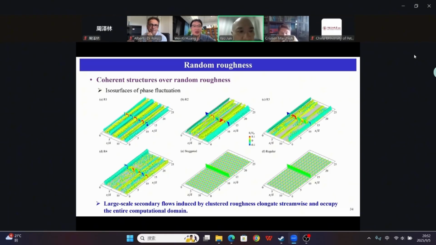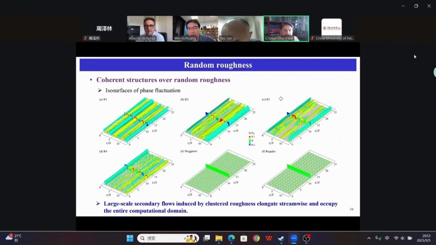Thank you. I get it. So this is called non-uniformity because it's different along the span-wise direction, but the structure is along the stream-wise direction. So this is called secondary flow. Thank you. Any more questions on this?